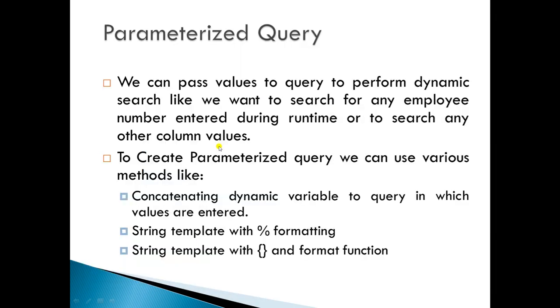Next is the parameterized query. Now you have to perform the dynamic search, then you have to use the parameter query. So there are three types of parameter queries. There are three methods: concatenating a dynamic variable to the query in which the values are entered, then string template with percentage formatting, then string template with curly braces and the format function.